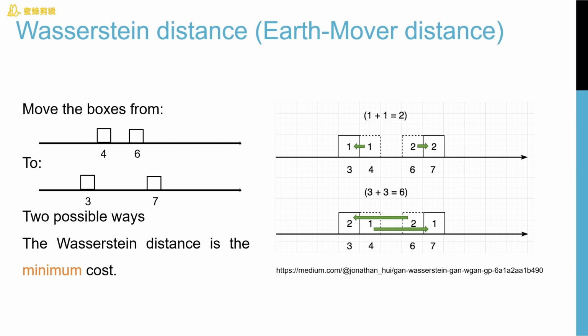We can find two methods of transporting them, as shown in the right picture. The cost of one moving action is the number of moved boxes times the moving distance. The total transport cost is the sum of all moving actions, and the minimum transport cost is the Wasserstein distance. The Wasserstein distance between these two distributions is 2.